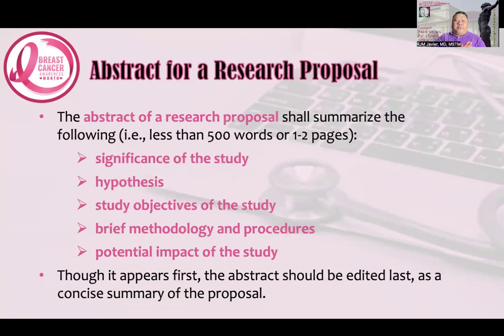The abstract of a research proposal shall summarize the following. Normally, it's less than 500 words, depending on the institution that is doing the research. Sometimes they want it in just one page, some 1 to 2 pages, depending kung double space or single spaced. But normally, what we want to see in the abstract will be the significance of the study.